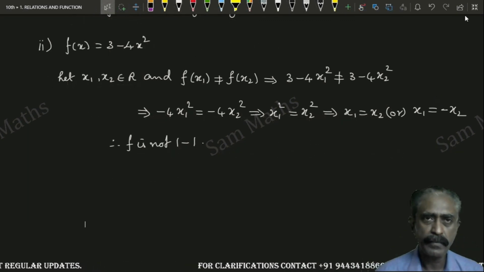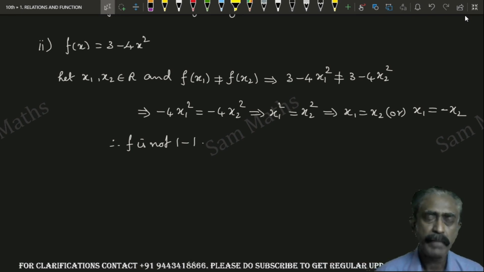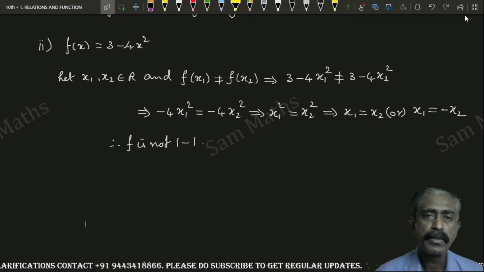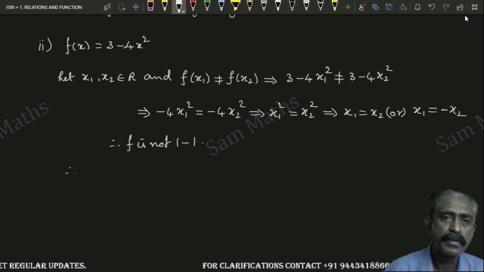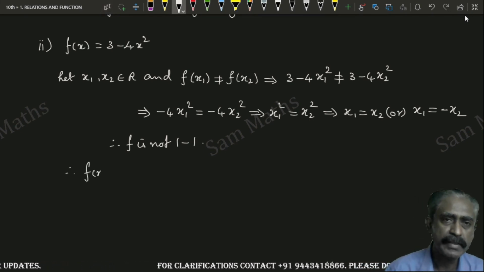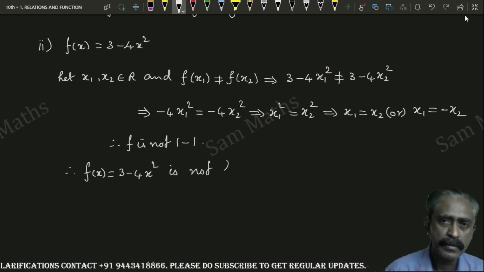Children, here we have to verify whether f of x is equal to 3 minus 4x square is bijection. Bijection means one-one and onto. Here already we proved it's not one-one. Therefore, f of x equal to 3 minus 4x square is not bijection.